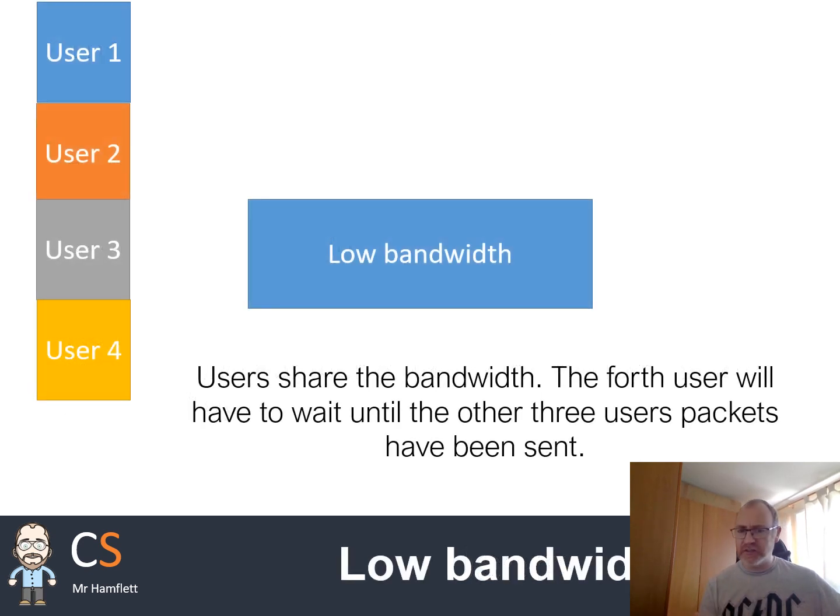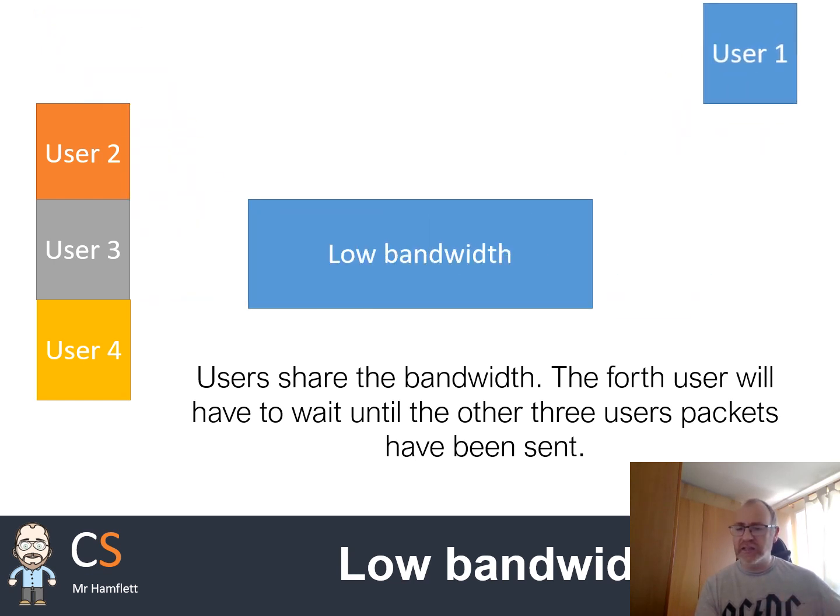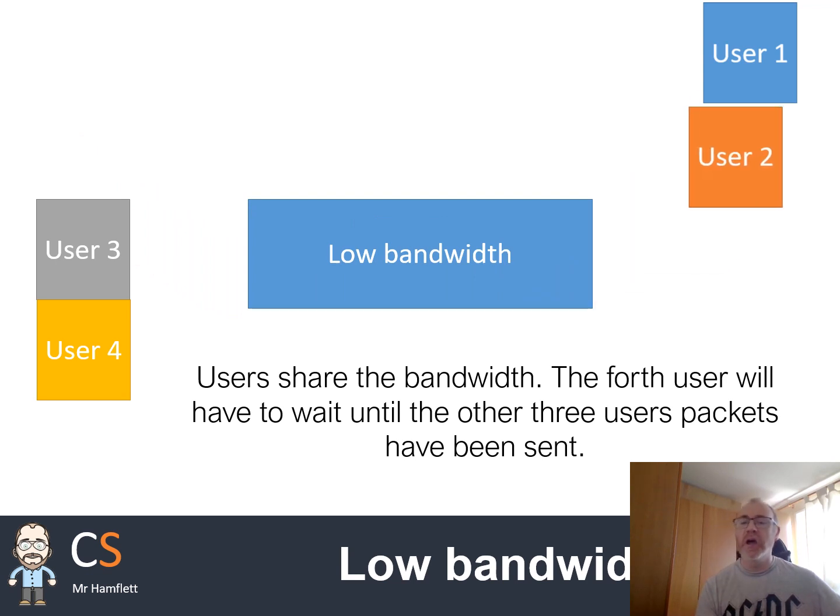So let's see this with our kind of little animation again. So imagine I've got 4 users, each of them wants to send data across the network. If we have a low bandwidth, then we can only send a little bit of data at once. So user 1 will send data, then user 2 will send data, and user 3 and 4 will just have to wait. So if I have a low bandwidth, then we can have these noticeable delays.